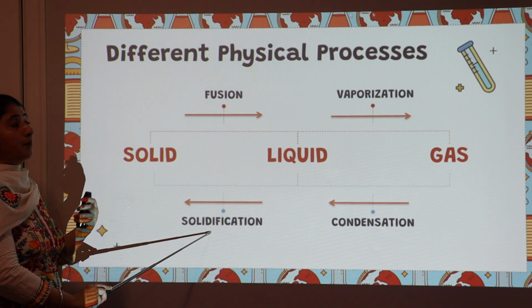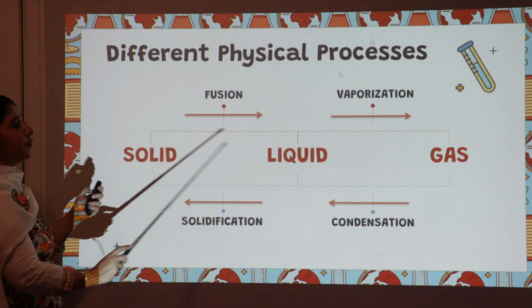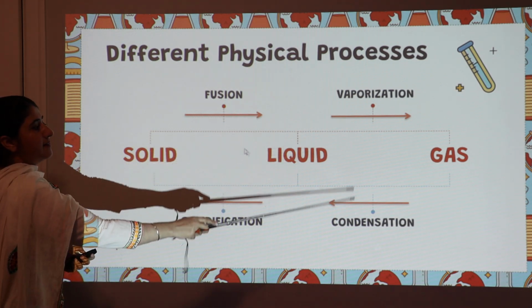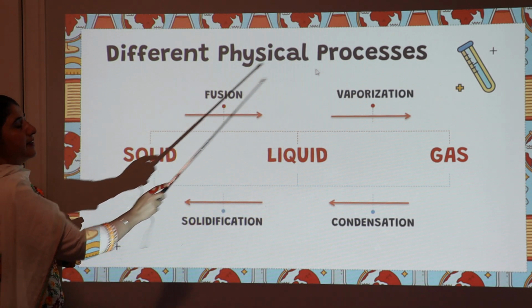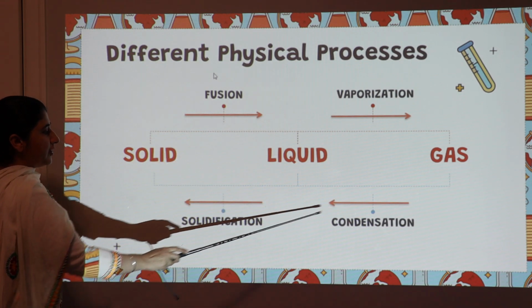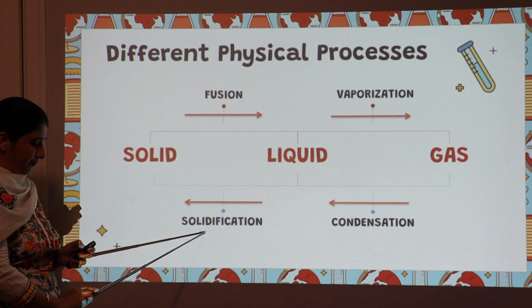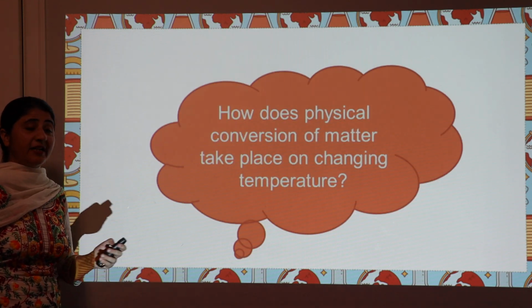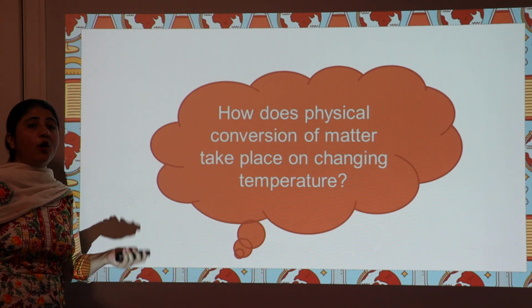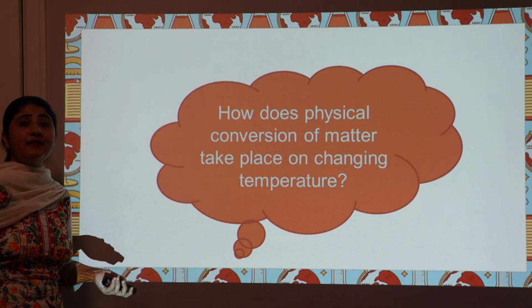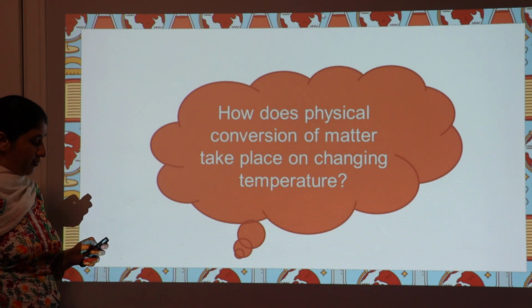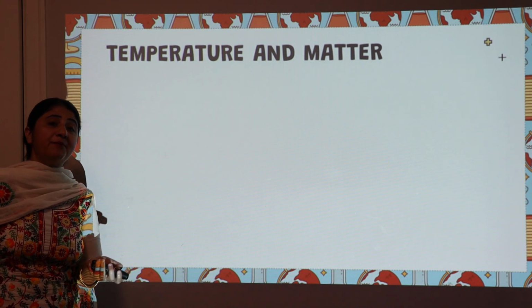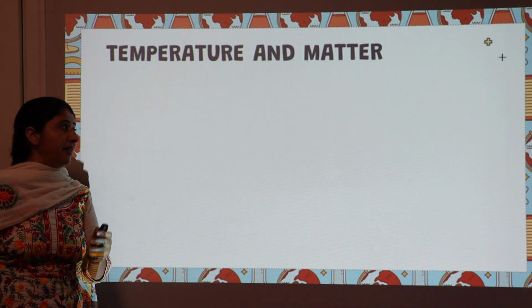So during the physical change, when the solid is converted to liquid or liquid is converted to gas, basically 4 different processes take place. One is fusion, second is evaporation, third is condensation, and the last one is solidification. So next is how the physical conversion of matter takes place on changing the temperature, means on increasing or decreasing the temperature. So we can say what is the relationship between temperature and the state of matter.